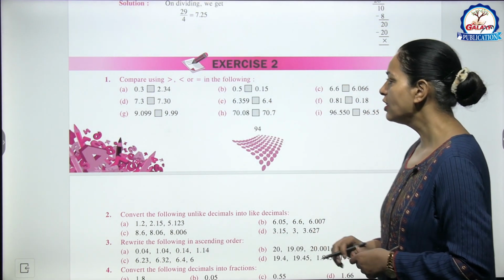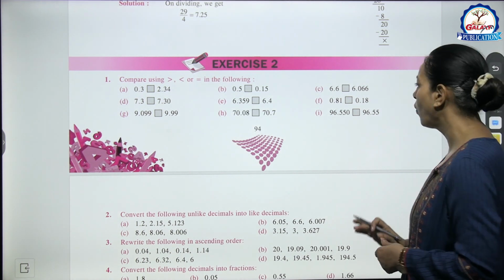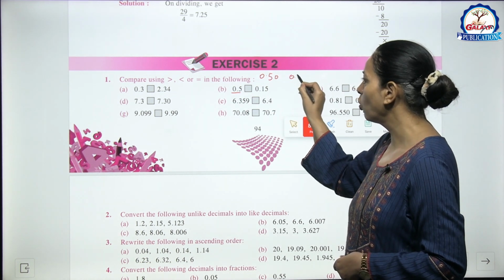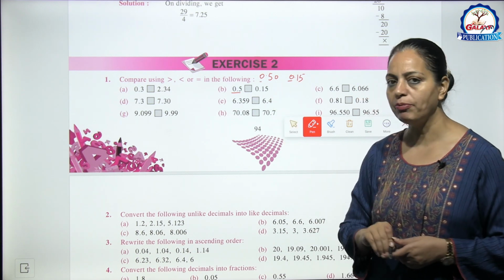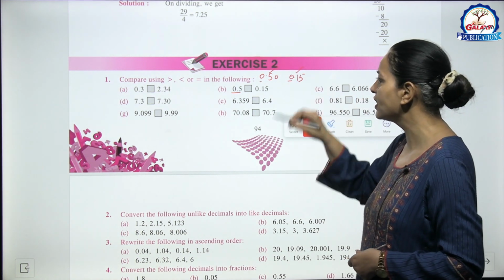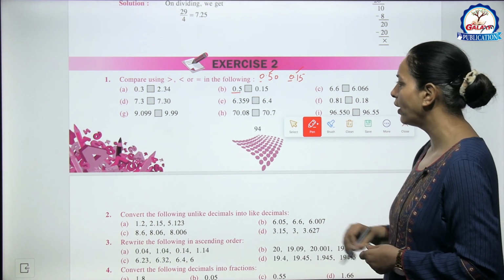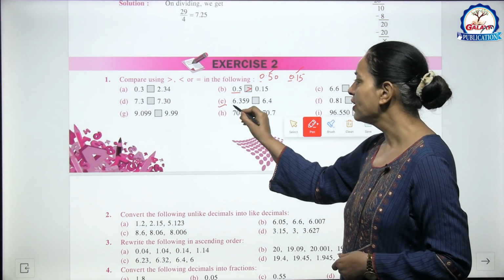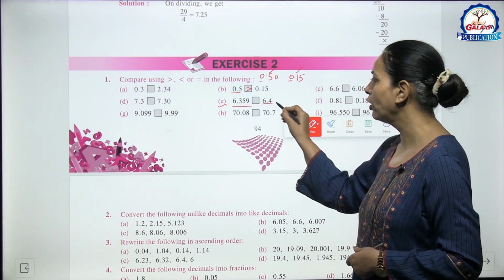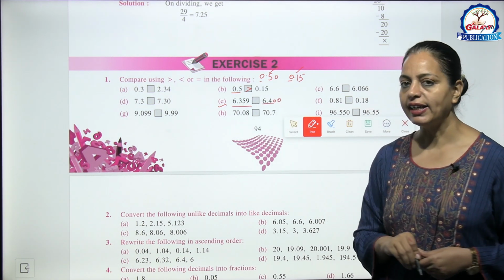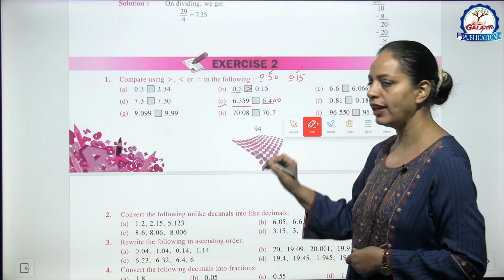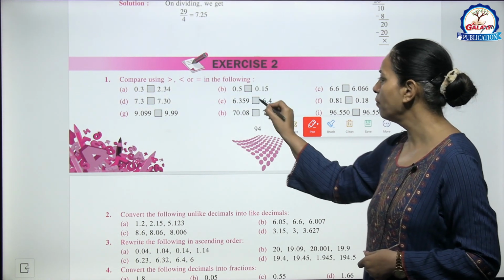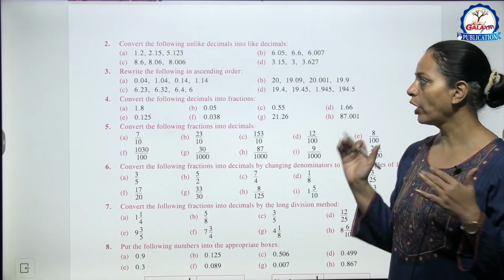Now exercise 2, question number 1, compare using greater than, less than or equal to. Like B part 0.5 and 0.15. So see, this becomes 0.50, this is 0.15. Whole part same. Come to 10th part, this is 5, this is 1. So 5 is greater than 1, it means this is bigger, right? Now like E part 6.359, 6.4. So make it like decimal. So now compare whole part same, compare 10th part, this is 3, this is 4. So which is bigger? This is bigger, right? So I hope this is clear to you.